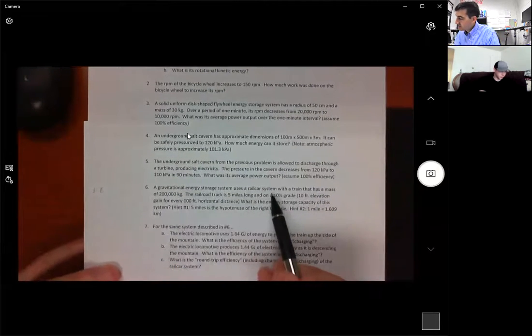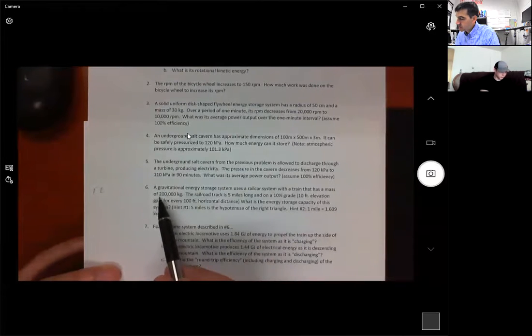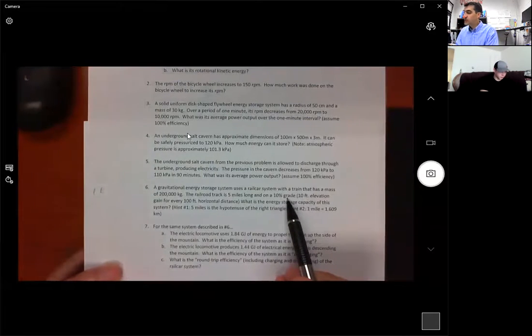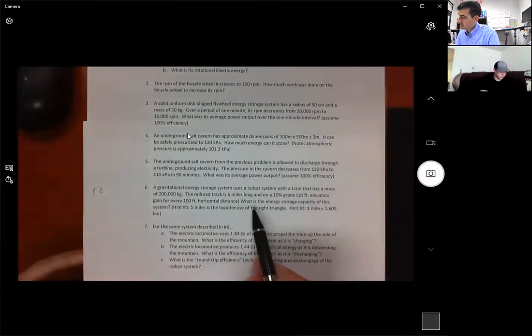So we're using a rail car system. It has a mass of 200,000 kilograms. The track is 5 miles long. It's on a 10% grade, which means that for every 100 feet of horizontal distance traveled, you go up 10 feet. And it asks, what is the energy storage capacity of this system?